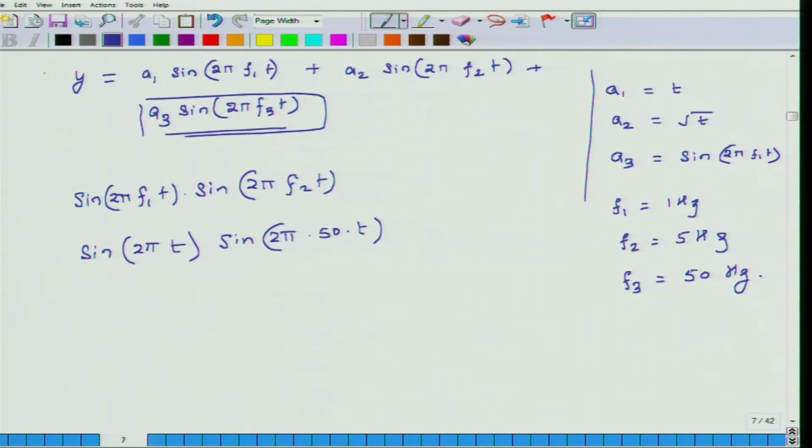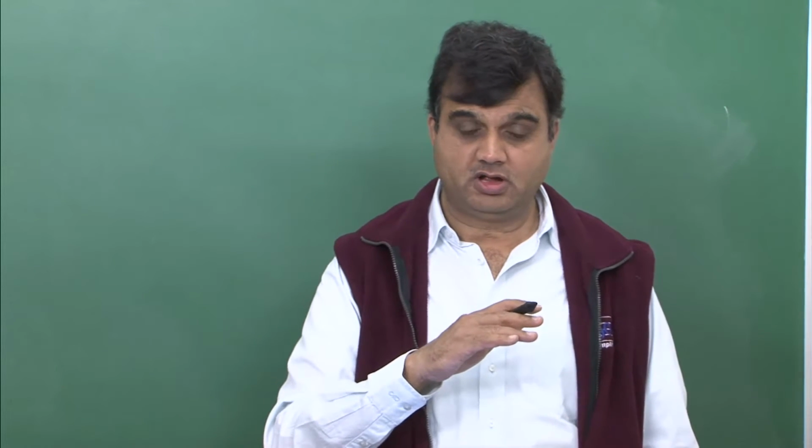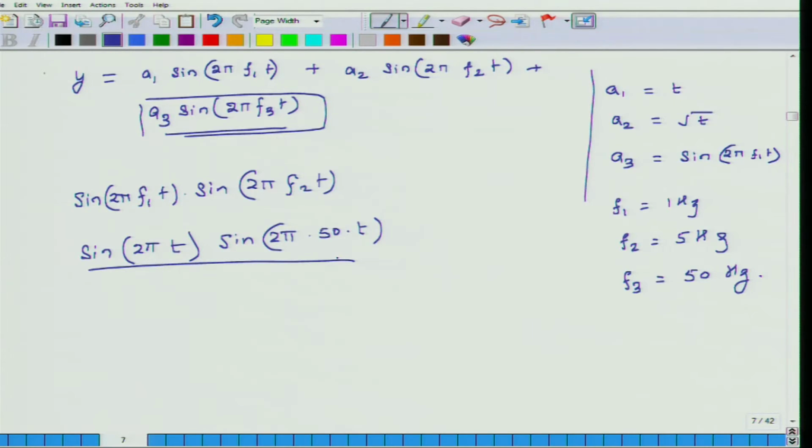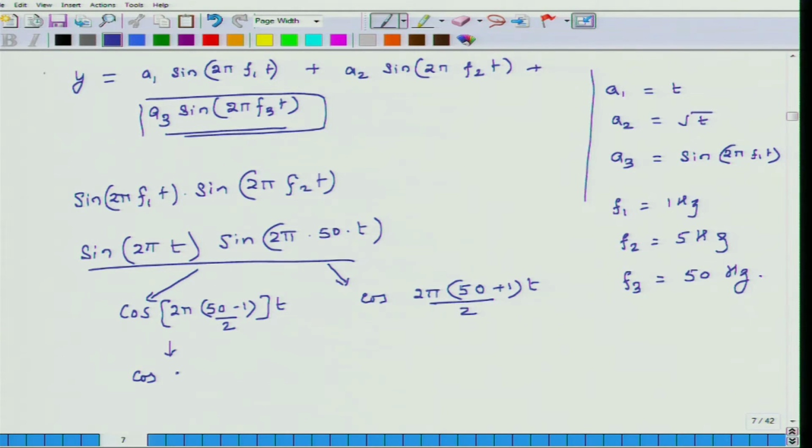So this is sine A times sine B. If you go back to your trigonometry classes, you will see that the product of two sine A and sine B can be resolved into cosine of A minus B and cosine of A plus B, divided by 2. This gives us one component, cosine of 2 pi times (50 minus 1) divided by 2 times t, and the other component is cosine of 2 pi times (50 plus 1) divided by 2 times t. That is cosine of 2 pi times 49.5 times t, and cosine of 2 pi times 50.5 times t.